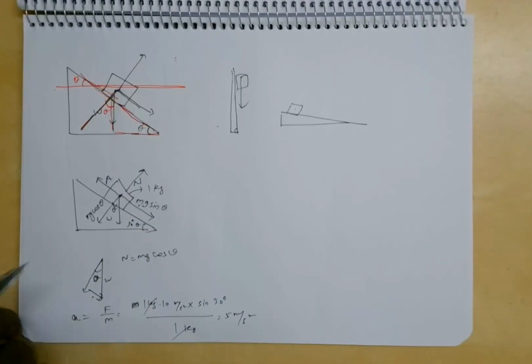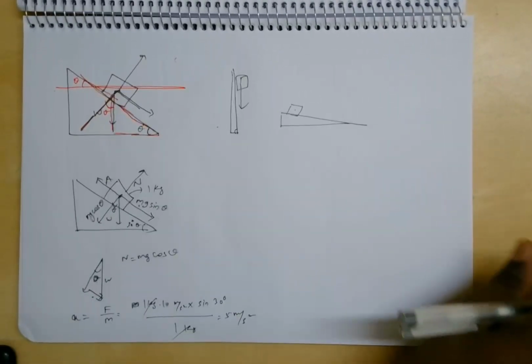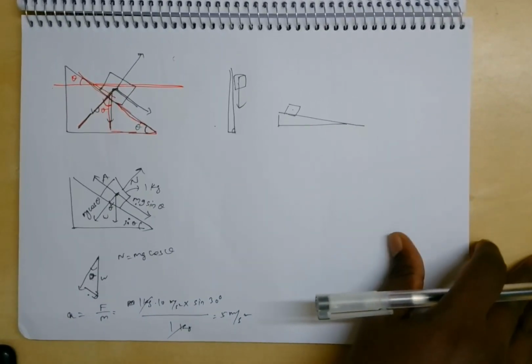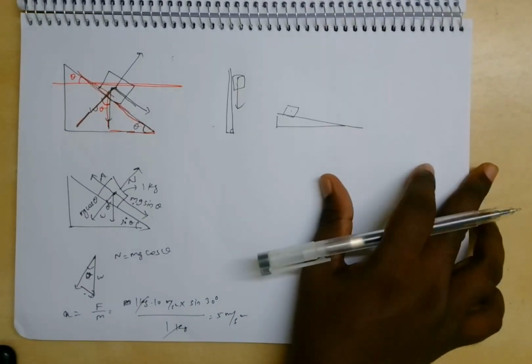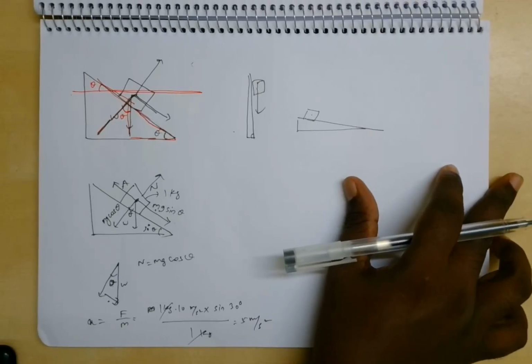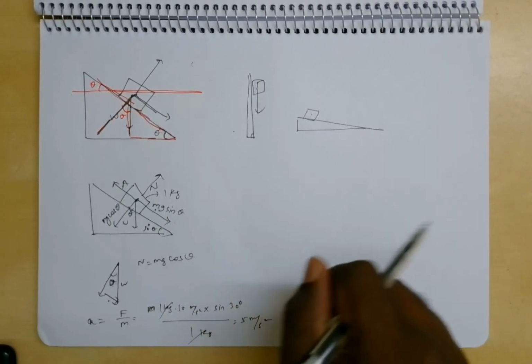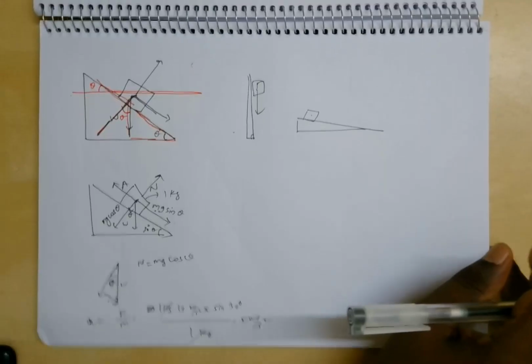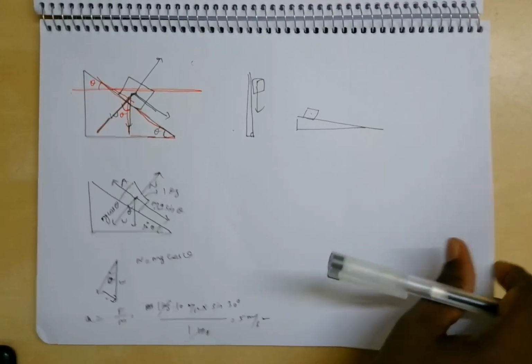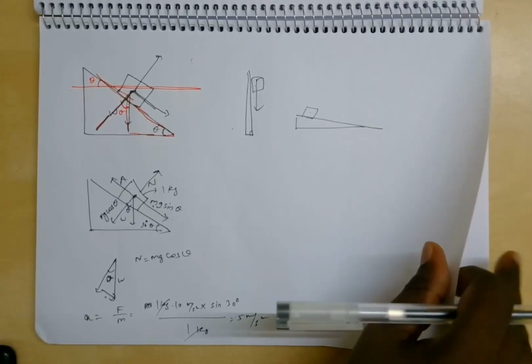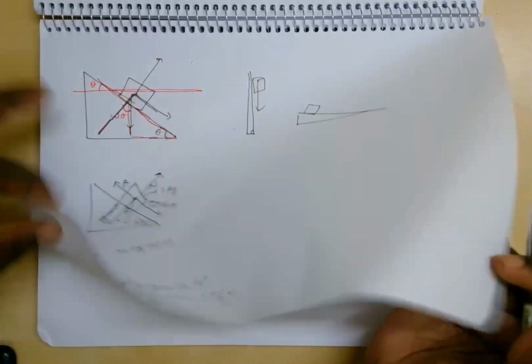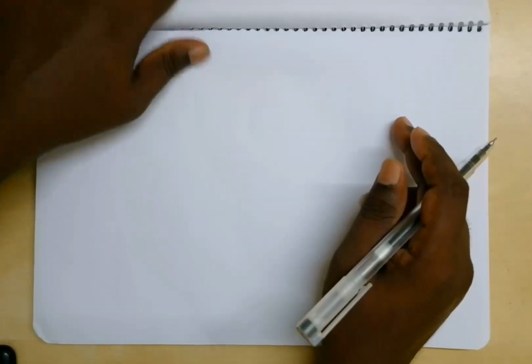Okay, this is a problem. Acceleration of the box. We are finding acceleration. Now we will go to resultant vectors. How to find resultant vectors? So this will give more idea.